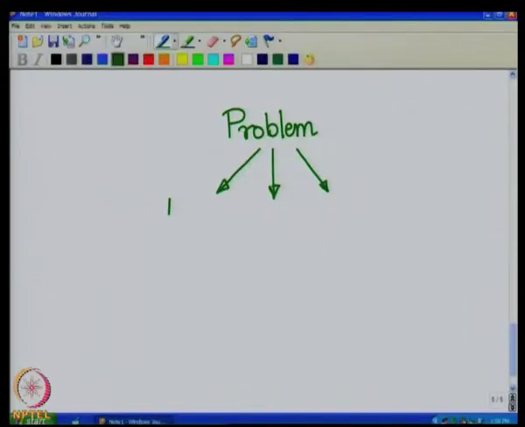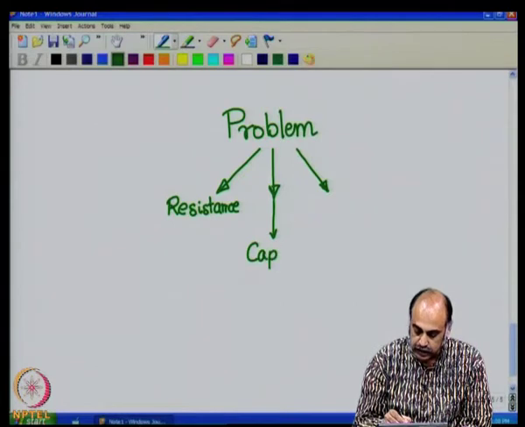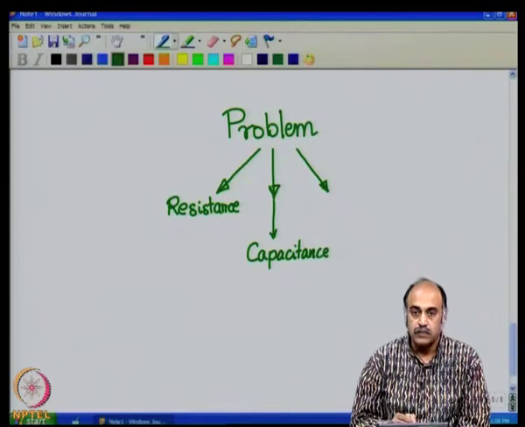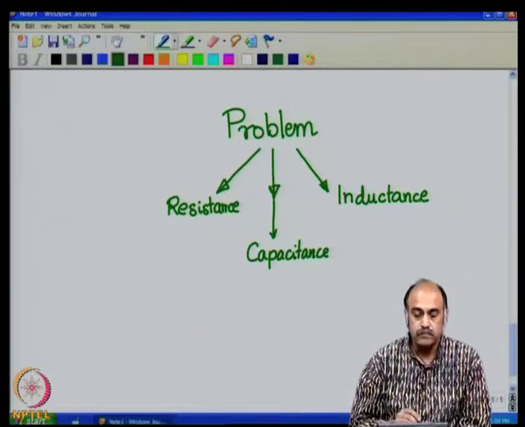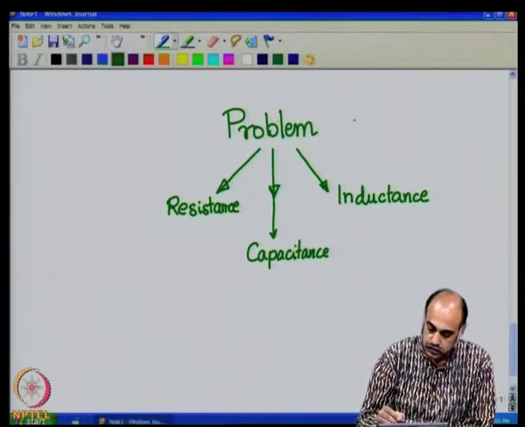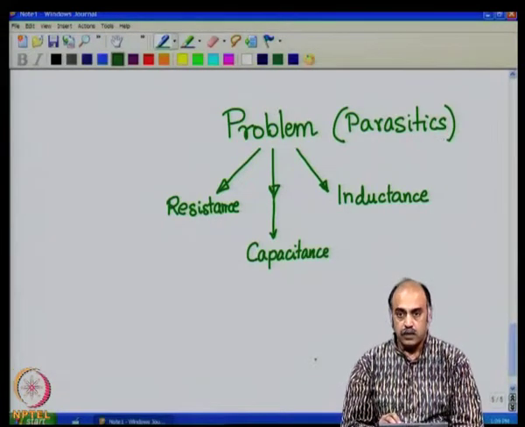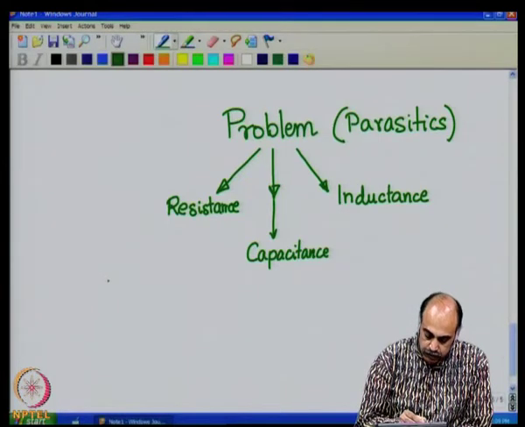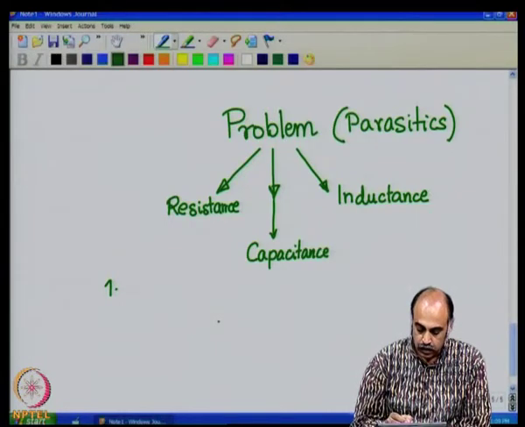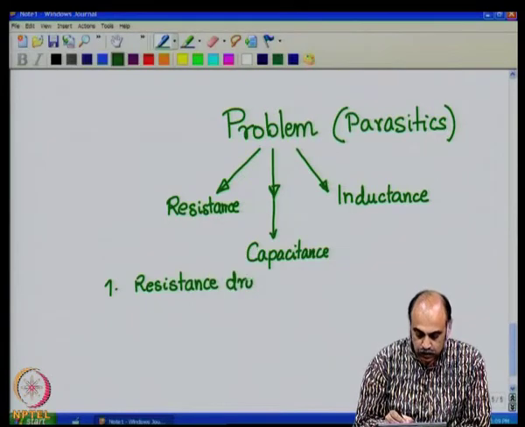Now, one is the problem of finite resistance, as we were saying. We also have another problem, the problem of finite capacitance. We also have the problem of finite inductance. Now, all these problems, due to the parasitics, can cause functionality problems in our electrical circuit. The first one being the resistive drops, that we just discussed.